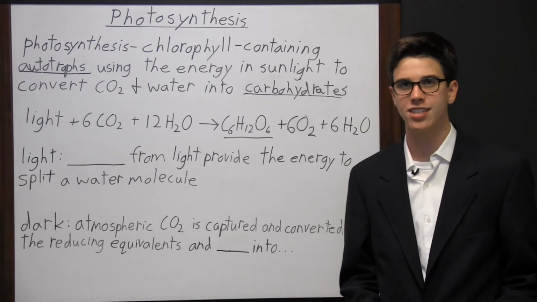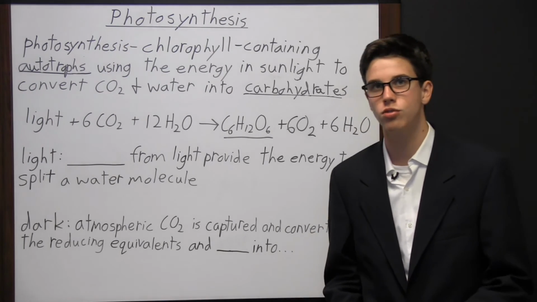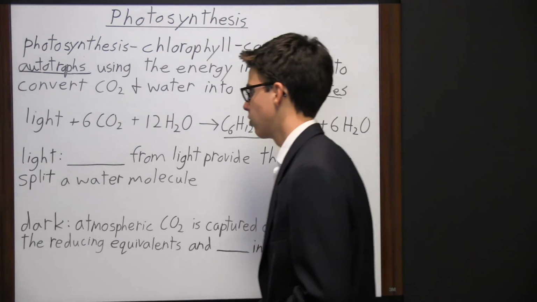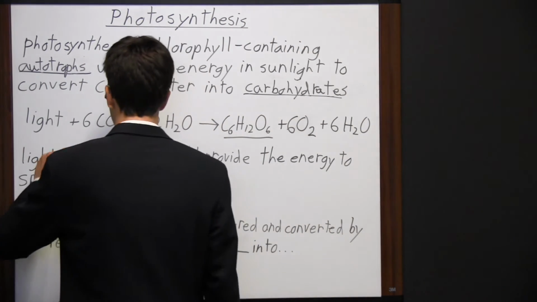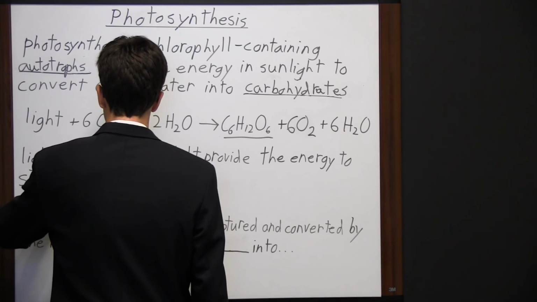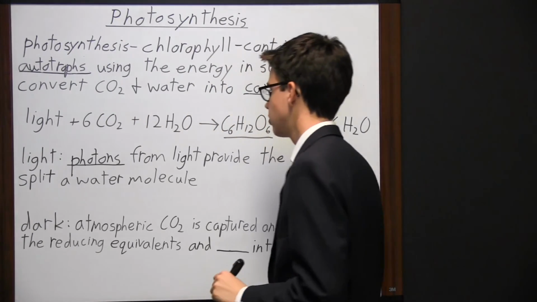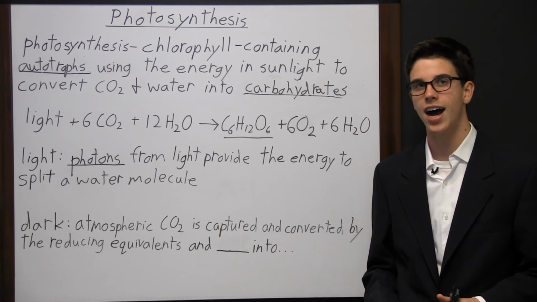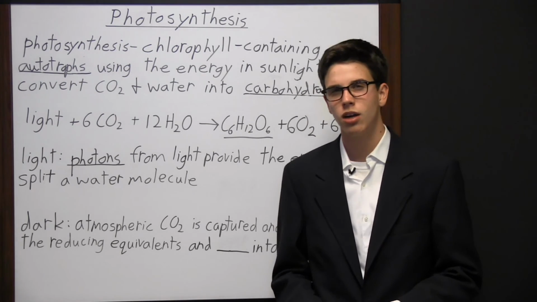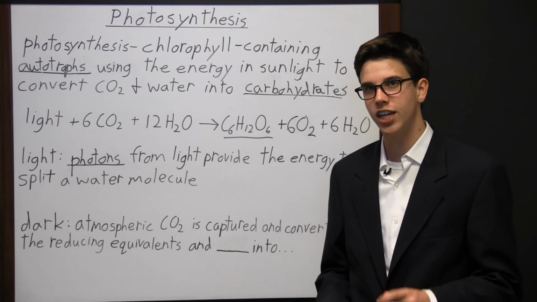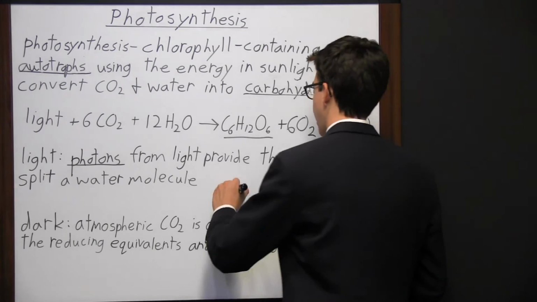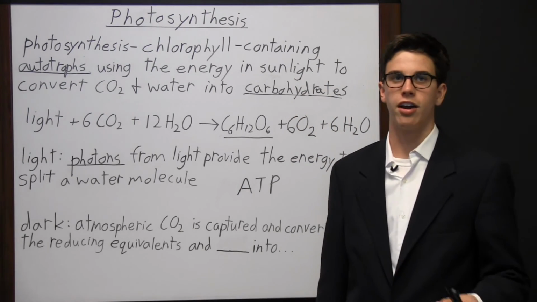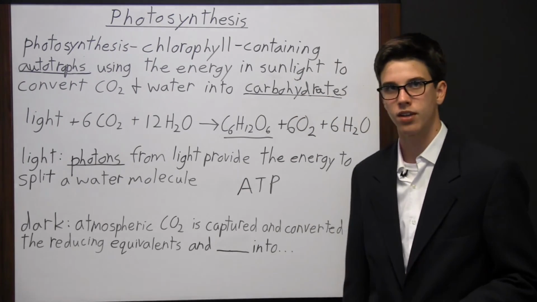Now, the process of photosynthesis involves two stages, the light reaction and the dark reaction. So in the light reaction, photons from light provide the energy to split a water molecule. And the electrons released are boosted into higher energy states and generate reducing equivalents and the energy carrying molecule ATP, which is an abbreviation for adenosine triphosphate.